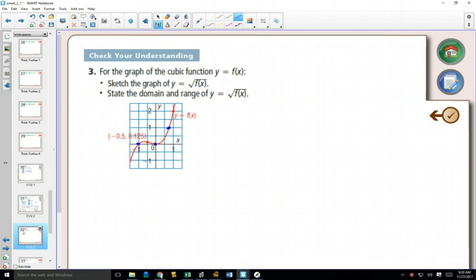Between 0 and 1, your square root graph will be above. After, it will be below. So here, my graph is going to be above. Here, it's going to be above. And after that, it's going to be below.